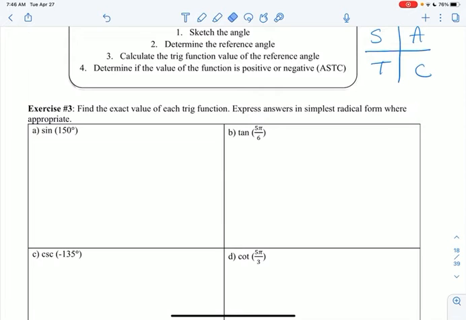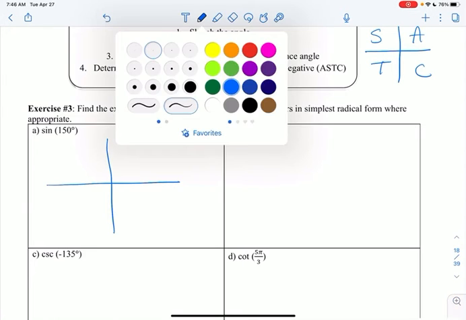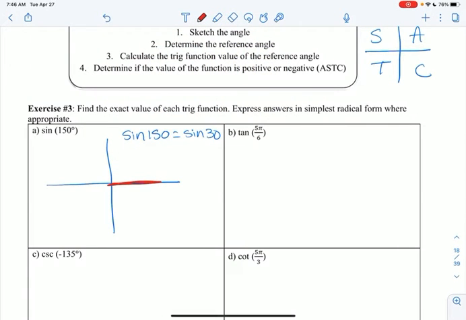Sine of 150 degrees. Well, sine of 150 degrees is the same thing as sine of 30 degrees. Okay, because 150 degrees, I start here. This is going to be 90, so it's going past 90. This is 150 degrees. It has a reference angle of 30 degrees. All right, and sine of 30 degrees is just equal to 1/2. In the second quadrant, which is where I am, sine is going to be positive.